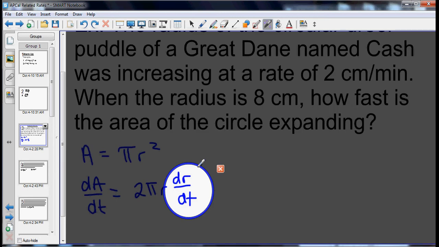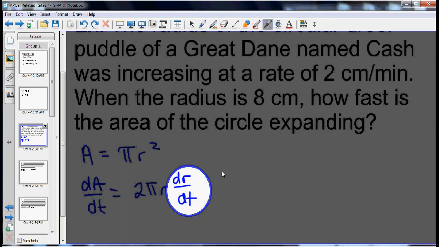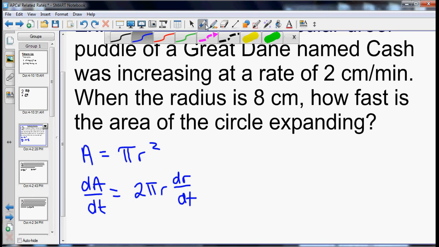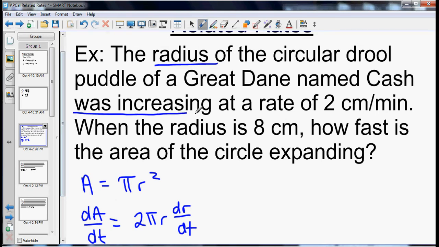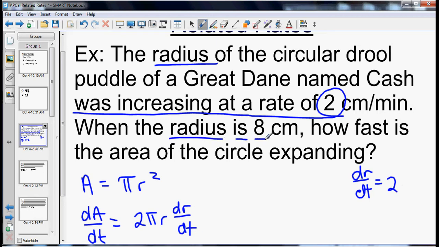So now that we have this equation, let's go back and look at the problem and see if we can sort out what they've given us. So they tell us that the radius was increasing at a rate of 2 centimeters per minute. So what that tells us is that dr dt is equal to 2, because that's the rate at which the radius is changing. And then they say when the radius is 8 centimeters. So that's not talking about a rate, that's talking about an actual measurement. So that tells us r is equal to 8. So they're telling us the radius is 8, but it's changing at a rate of 2 centimeters per minute.